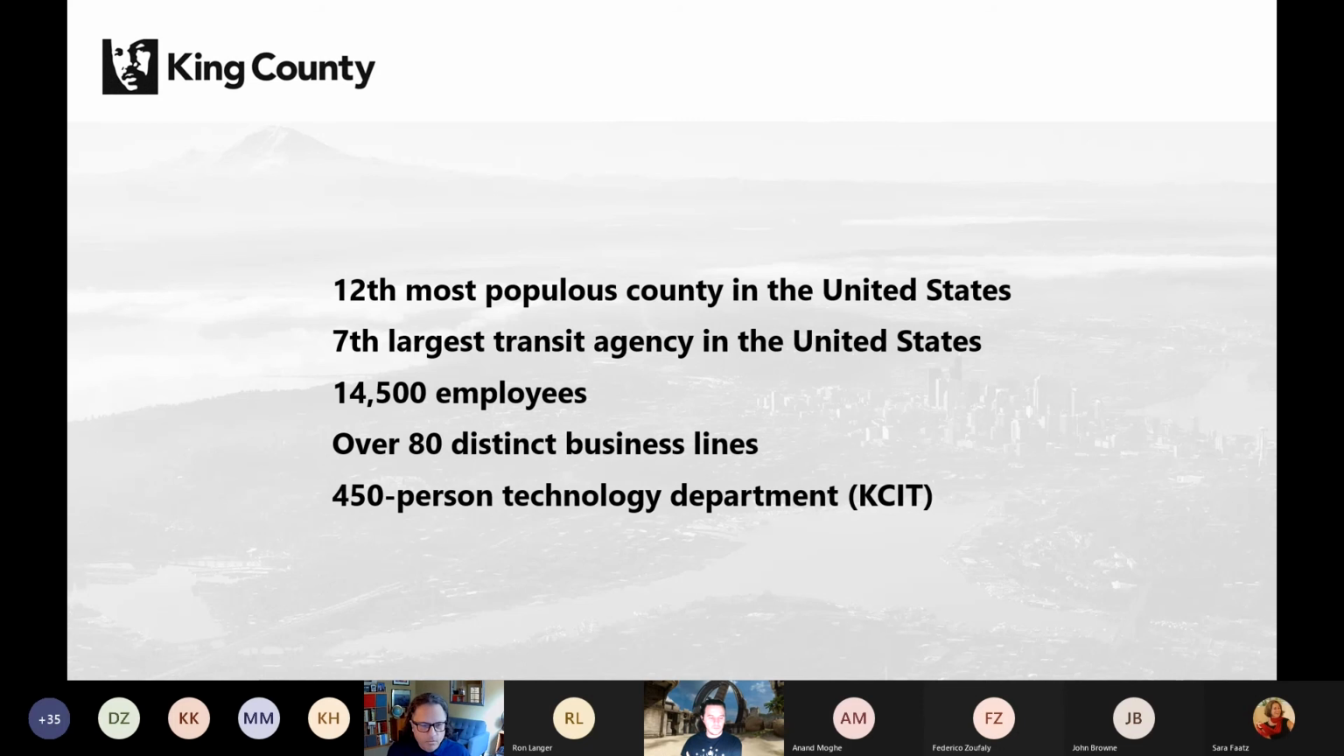I kind of describe us as almost being like GE. We do a lot of different things and have a lot of different lines of business. Our IT department, which we call KCIT, is about 450 people. And we primarily service what's known as the executive branch of government. There are some separately elected officials that have their own IT, but we're responsible for providing core essential services for the entire enterprise, and then within the executive branch, we provide a number of value-added services as well.